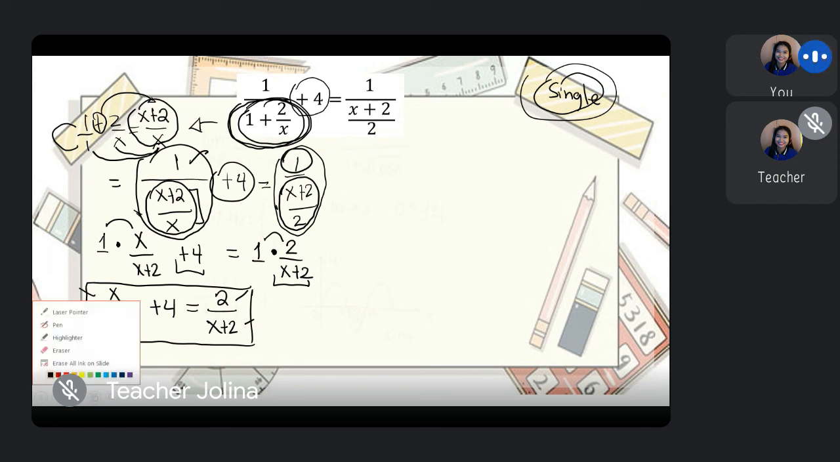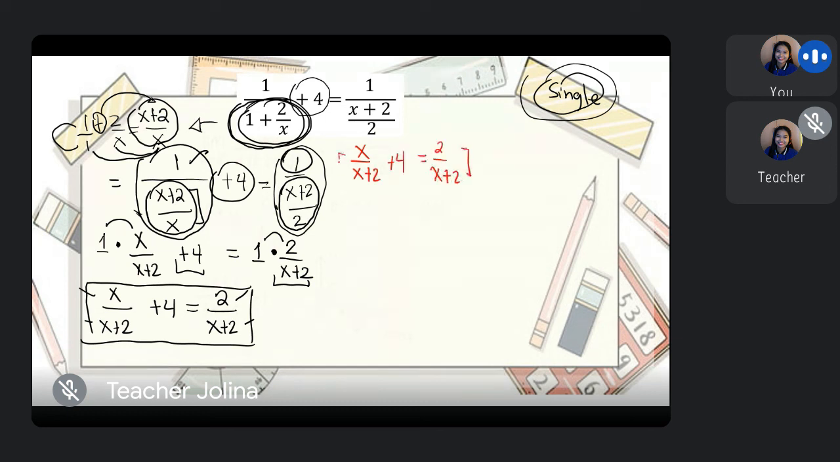Ayan, so we have here x over x plus 2 plus 4 equals to 2 over x plus 2. So, CRAM method, as you can see, yung mga denominator natin is magkapares, di ba? X plus 2 to, x plus 2 din to. So, ang kanilang least common denominator, LCD, is only x plus 2. Okay? So, kasi same lang naman po sila ng denominator. So, ang pinaka-common denominator lang po nila is x plus 2.